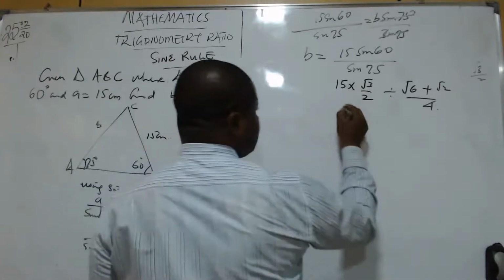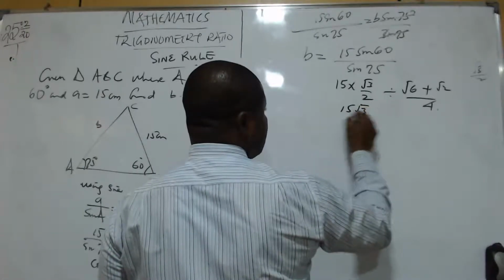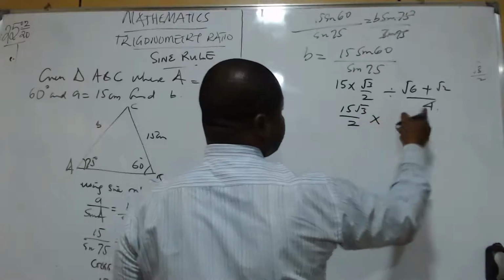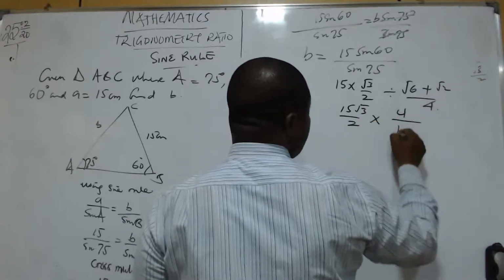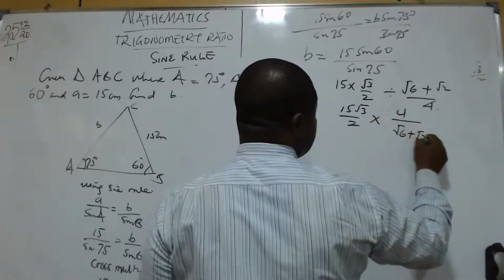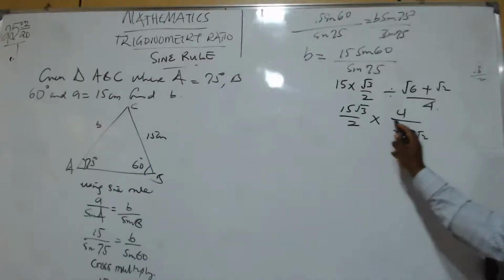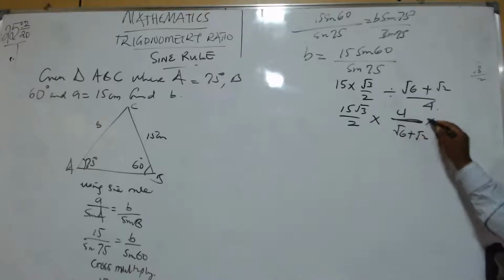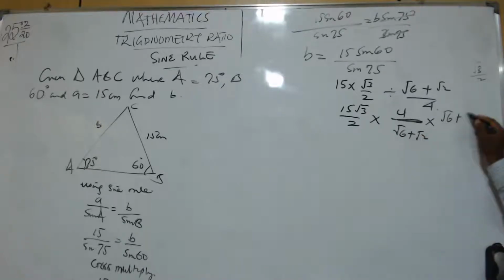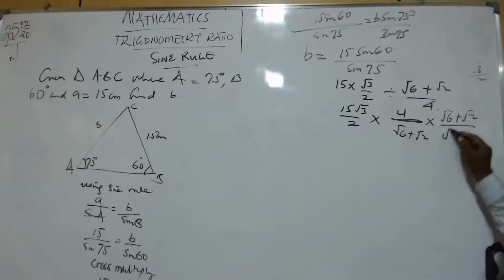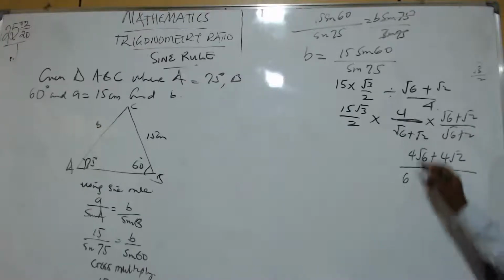So this we have 15 root 3 over 2, times this one goes up, so I have 4 over root 6 plus root 2. Now we said we don't leave a surd under a division, so we rationalize. You have this over root 6 minus root 2, and this time this is root 6 plus root 2.